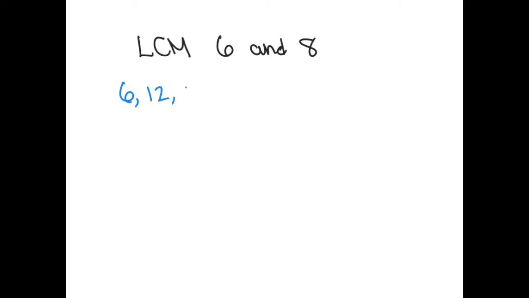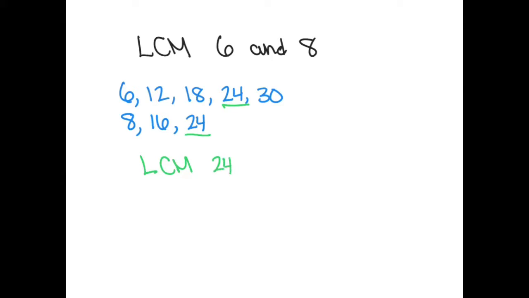So 6, 12, 18, 24, 30. And then I go to my other list, start with my first number, 8. I don't see that in the list, so I'm going to skip count by 8. Don't have a 16, 24. I have a 24 in both lists, so my least common multiple is 24.